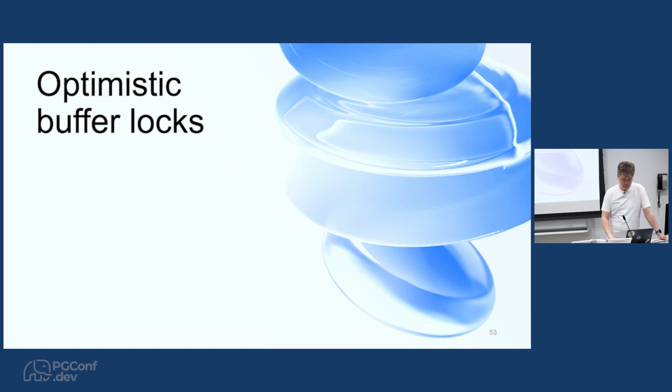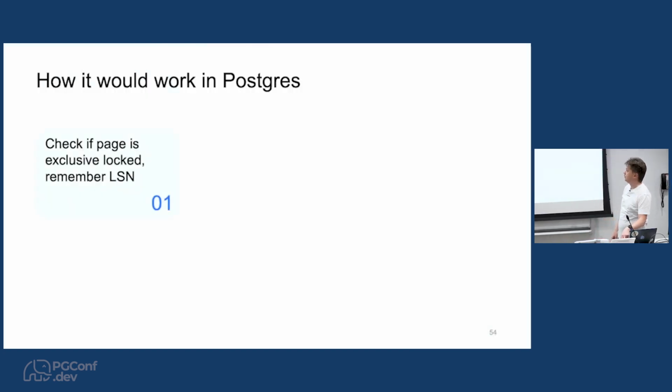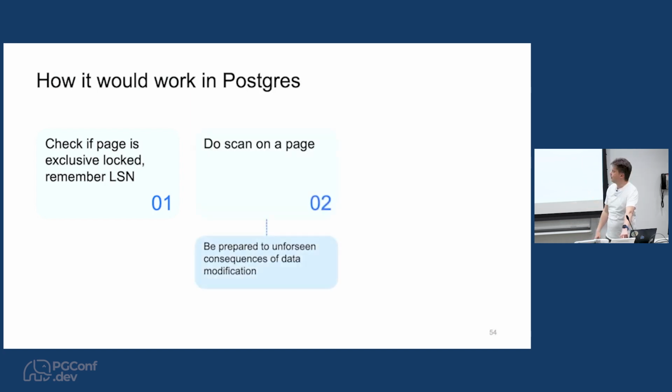Okay, another thing that is there in Umbra, and I failed to prototype entirely, is optimistic buffer locks. How could it work? When we start to look at the page, we don't lock anything. We just read through the page, even without locking the buffer. We must be prepared for some unforeseen consequences, especially with offset numbers, because they might be corrupted in terms of our scan of a page.